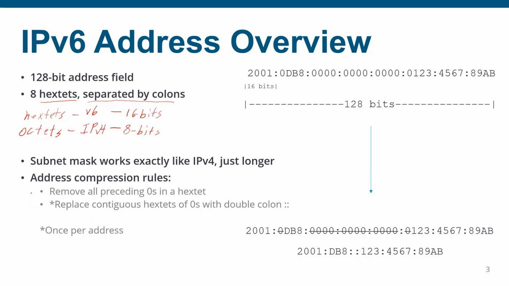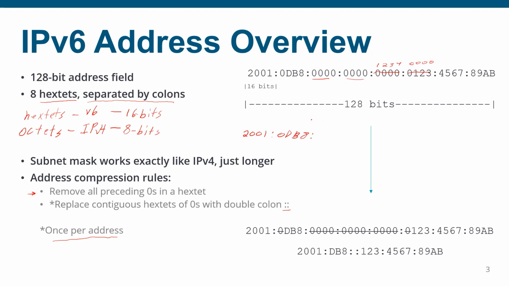And these are that we can remove all preceding zeros within a hextet. And we can also replace contiguous hextets of zeros with a double colon, only once per address. Now imagine that instead of having 3 hextets in a row of zeros, we only had 2 hextets. And this was actually 1, 2, 3, 4, and here instead of being numbers, this was actually 0000. So this would end up being 2001, 0db8.